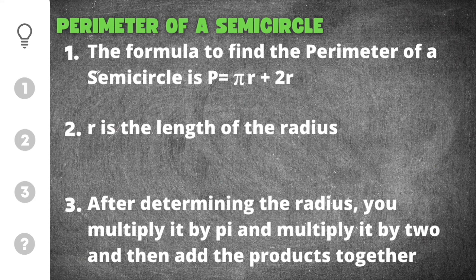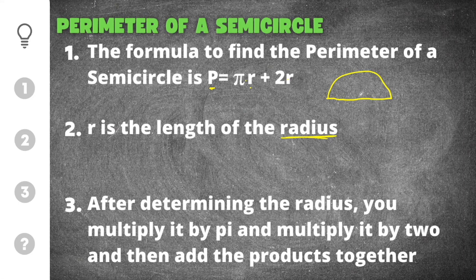In today's video, I'm going to show you how to find the perimeter of a semicircle. As you can see, there are three important things we have to remember in order to find the perimeter of a semicircle. The first thing we need to know is that the formula to find the perimeter of a semicircle is perimeter is equal to pi times r plus 2 times r. R in this case is the length of the radius.